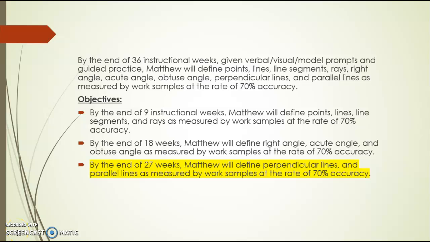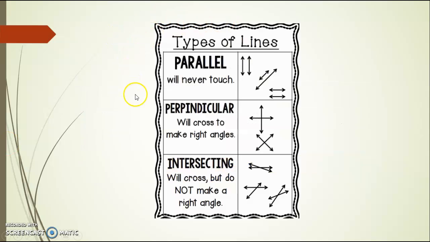So now we're going to be going over goal number 4, Matthew, and we're going to be talking about parallel and perpendicular lines. And here are the top type of lines there are. So parallels never touch. As you can see, here are some examples, and they're basically two lines right next to each other. They are never ever going to touch.